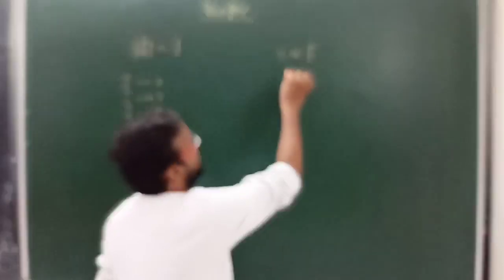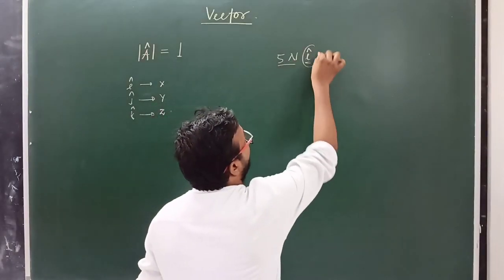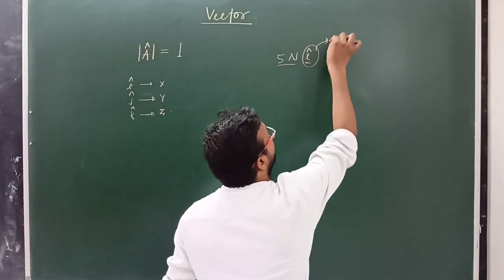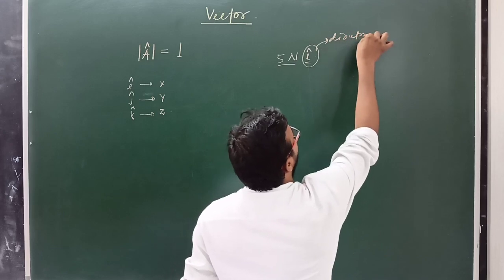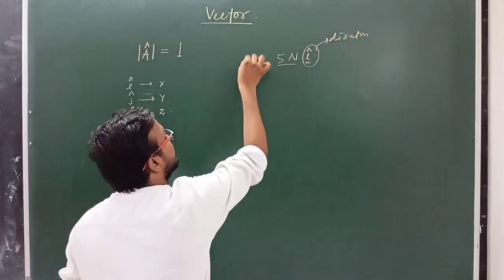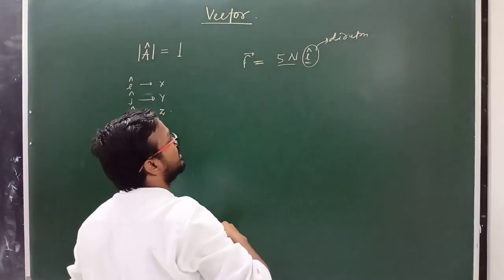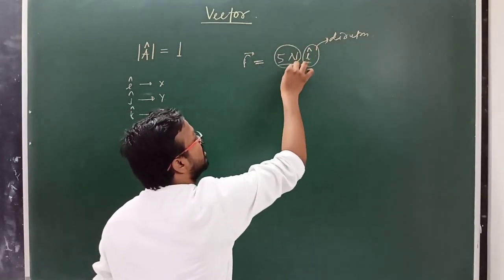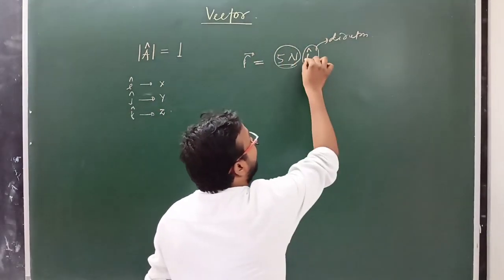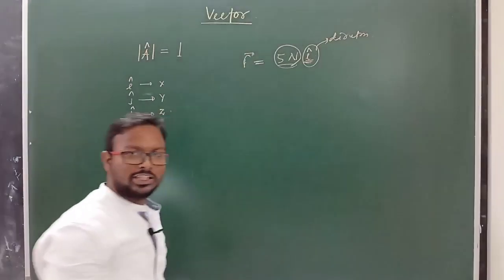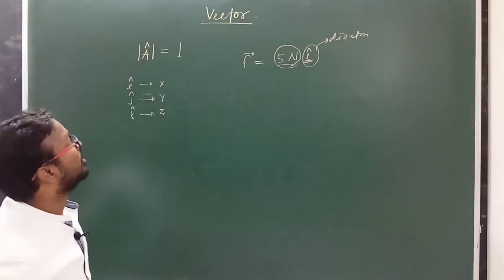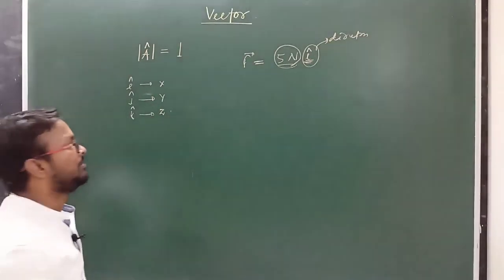Suppose you multiply the magnitude with a vector that indicates the direction, then this is a vector quantity. For force, that means a force of 5 Newton acts on a particle along the x axis. Clear? So this is the significance of a unit vector.